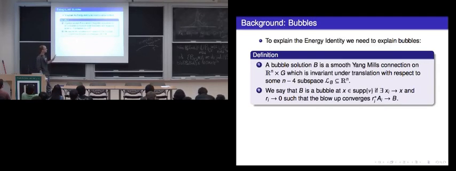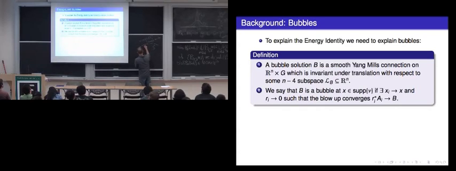So imagine I have my sequence of connections. Imagine they've limited out and I've got some defect measure mu, like here. Imagine I take some point x on my defect measure. Then I say a bubble solution B is a bubble at x if the following happens. If there's a sequence of points going to x, and a sequence of radii going to 0, such that if I took my A_i's going to A here, right?